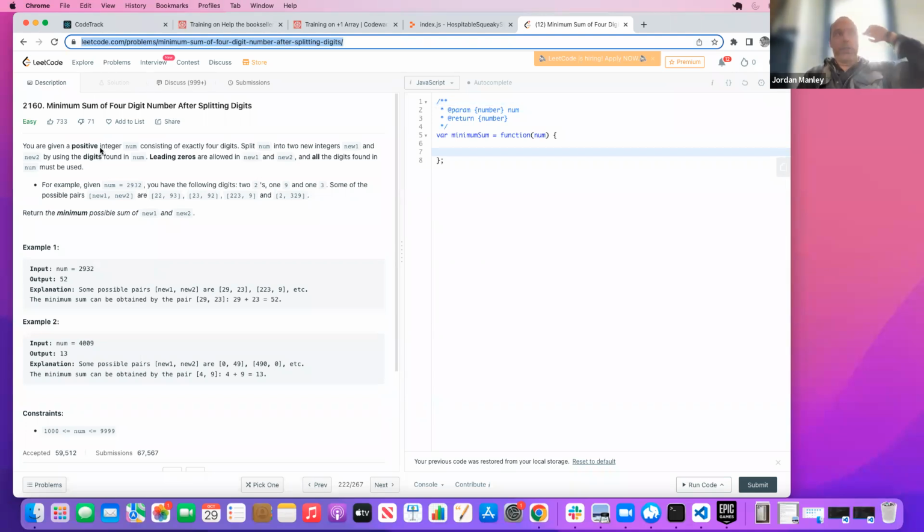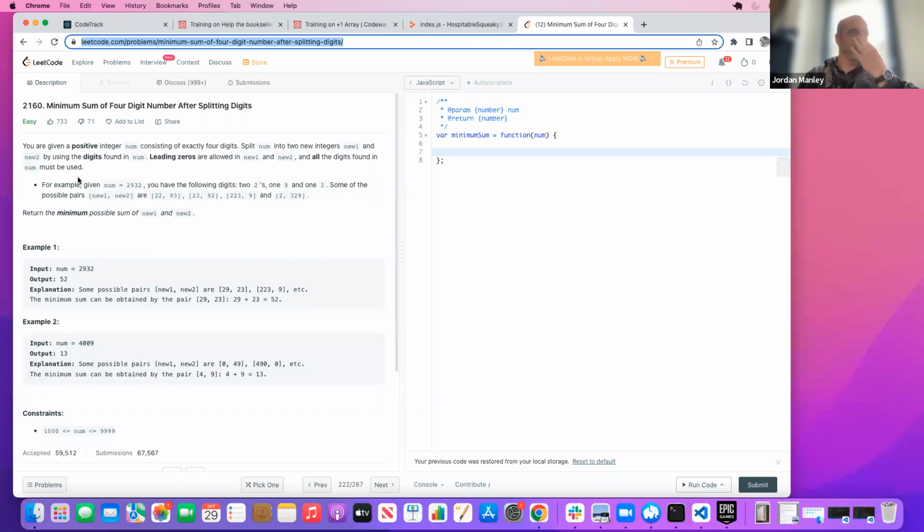You're given a positive integer of exactly 4 digits. Split that number into 2 new integers, using the digits found in the original number. Leading zeros are allowed in the new numbers, and all the digits found in the number must be used.